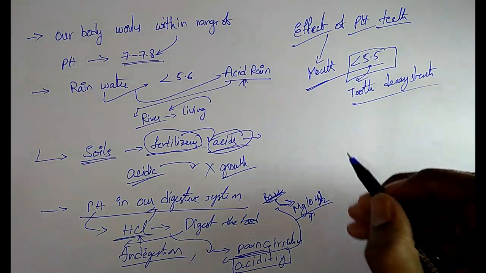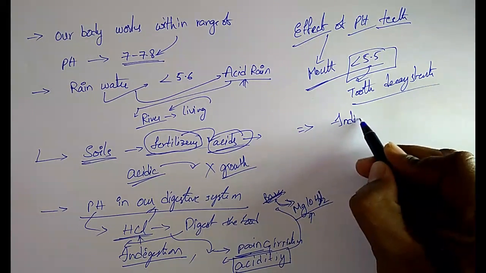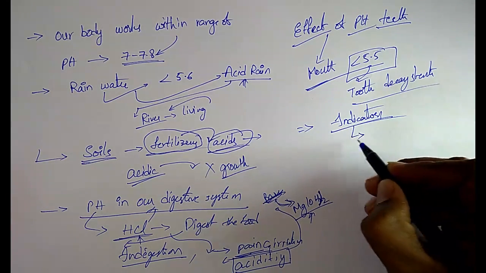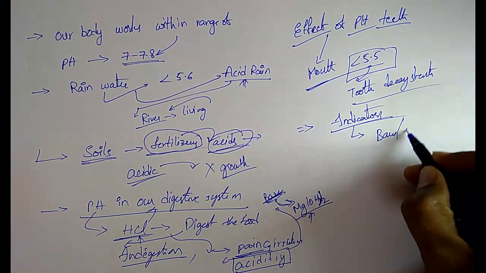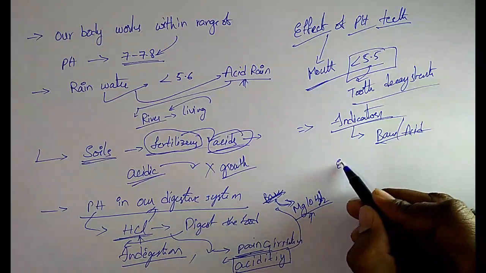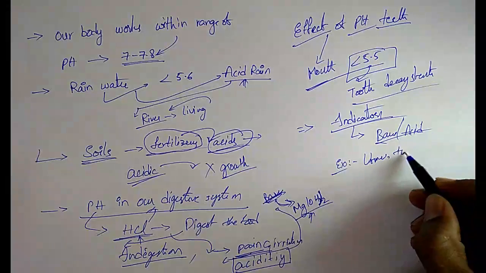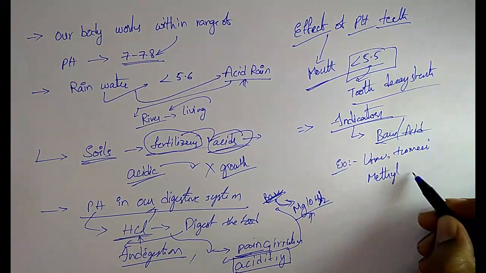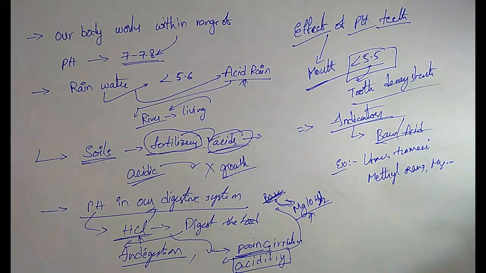And coming to another topic, indicators. I already told about these indicators. They are nothing but substances used to identify whether a solution is acid or base. I already gave the examples: litmus, turmeric, methyl orange, methyl red, and phenolphthalein.